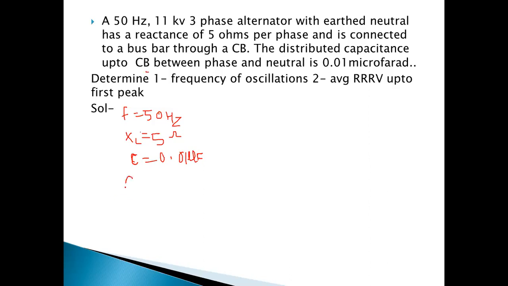Okay. Frequency of oscillations, that is the natural frequency, is equal to what? Then the average RRRV up to the first peak. Okay, up to the first peak. Average RRRV is equal to what?